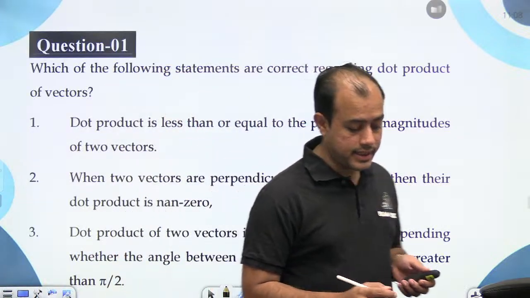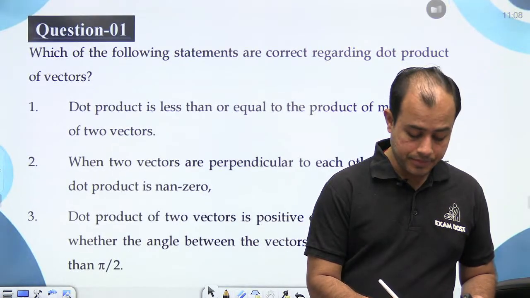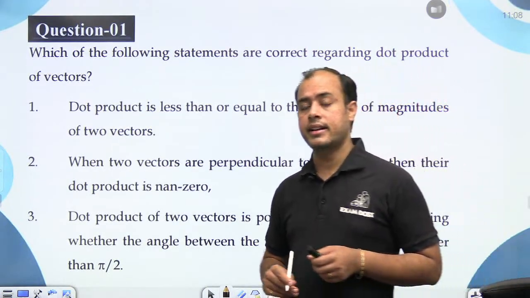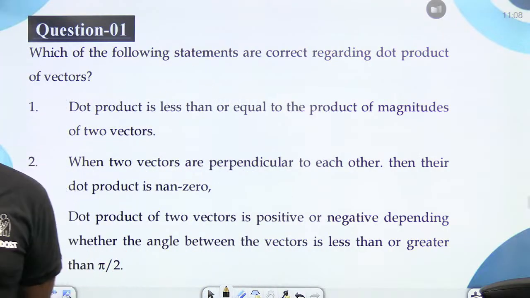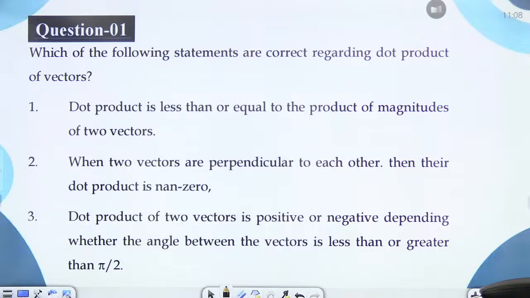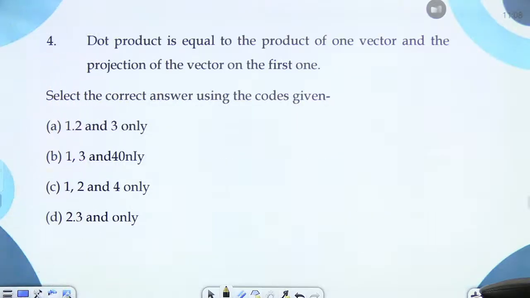चलिए, लेट्स गेट स्टार्टेड. कंसीडर द फॉलोइंग स्टेटमेंट्स. विच ऑफ देम आर करेक्ट रिगार्डिंग द डॉट प्रोडक्ट ऑफ द वेक्टर्स. इनमें से कौन सी स्टेटमेंट डॉट प्रोडक्ट के हिसाब से करेक्ट हैं? Come on everyone, tell me which statements are correct regarding dot product. We have 4 statements.